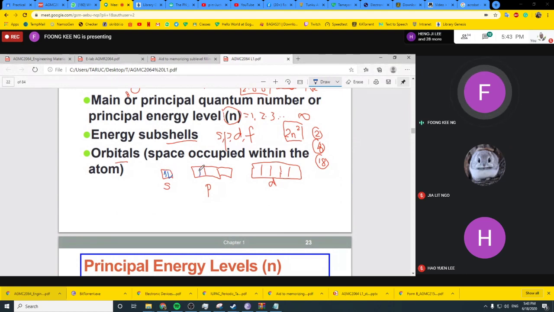You always fill in electron. Sorry, let me erase this. Goodness. Okay, now I just erase the whole thing. Just draw again.